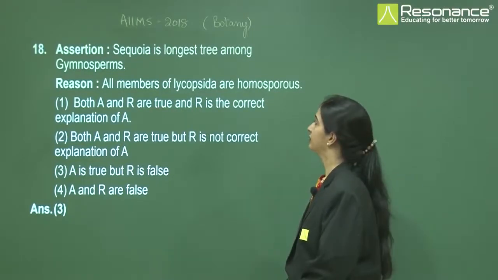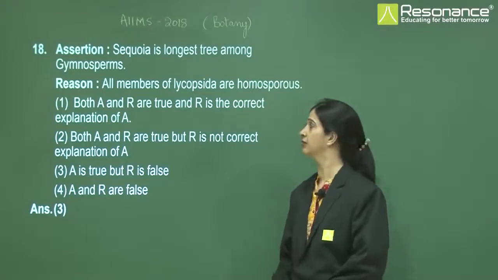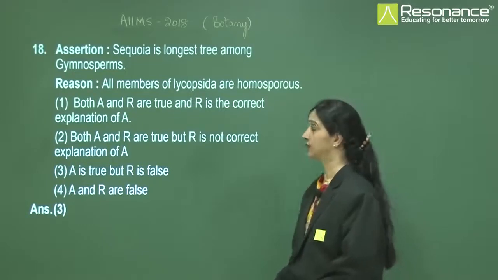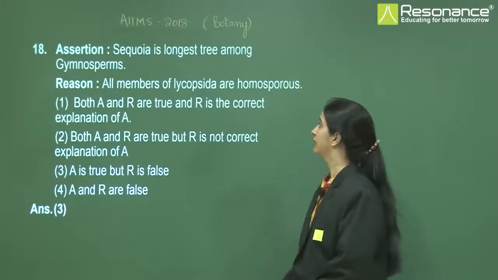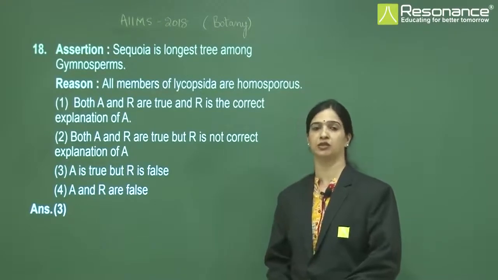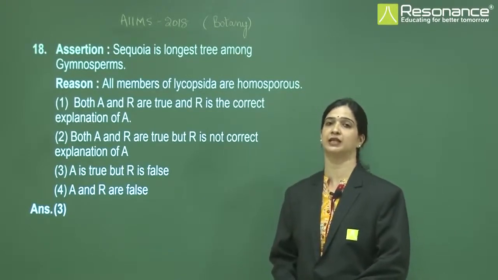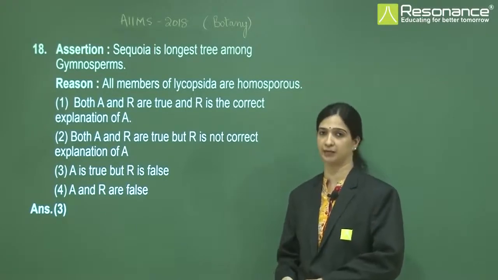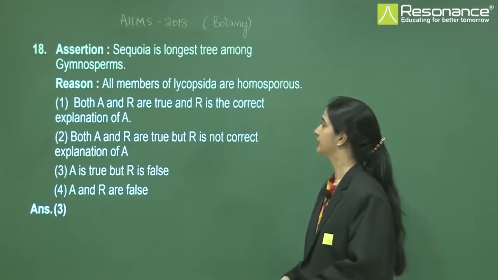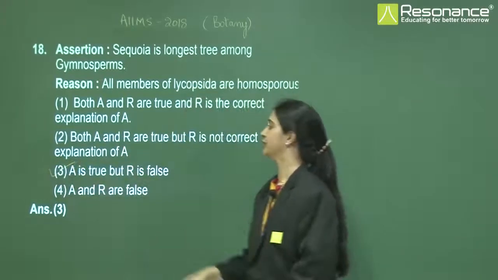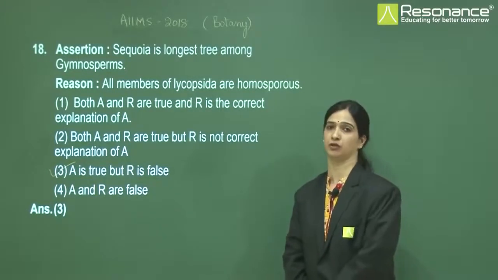Question number 18, assertion: sequoia is the longest tree among the gymnosperms. This is correct. Reason: all the members of the Lycopsida are homosporous. This is wrong because Lycopsida includes the members like Selaginella, Lycopodium, Isoetes, out of which Selaginella is heterosporous, not homosporous, and it also showed the origin of seed habit. So in this case, the correct answer will be 3. Assertion is true, but reason is false.